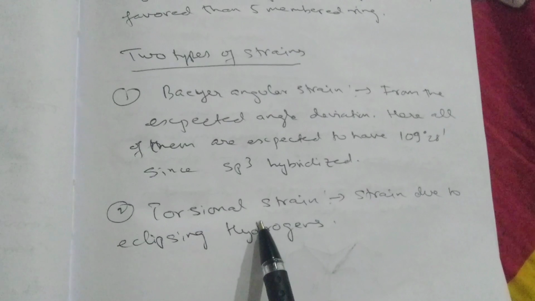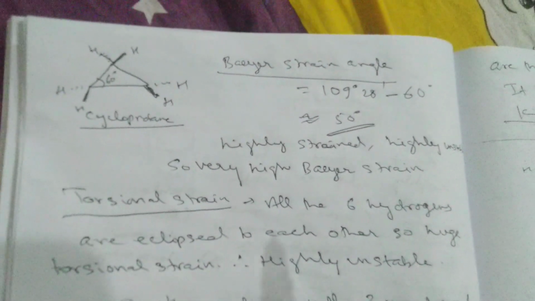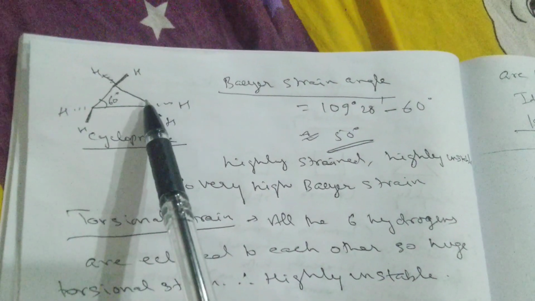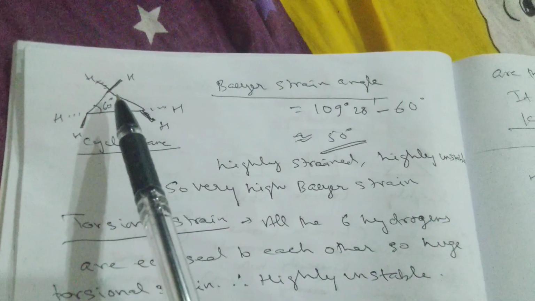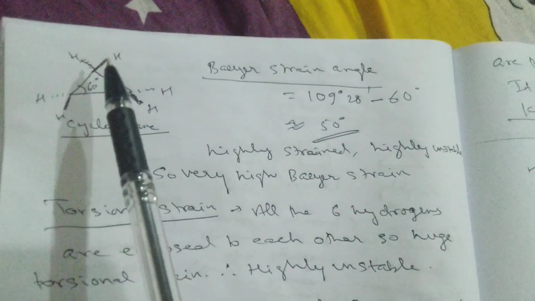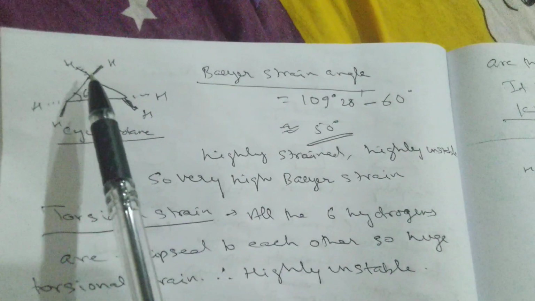If eclipsing hydrogens are there, they start repelling each other, and that gives another strain called torsional strain. These are the two strains which give them instability. Let us look at cyclopropane. It is a very small 3-membered ring. You cannot push or pull it. It cannot have any other conformation like cyclohexane, which we talked about has a chair conformation. This cannot have that.